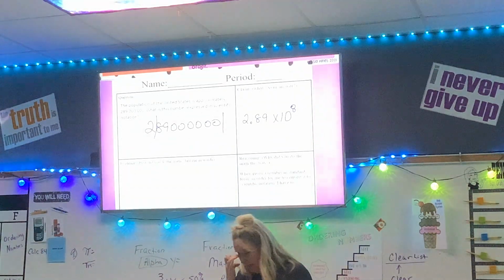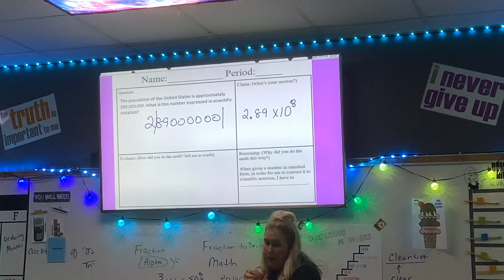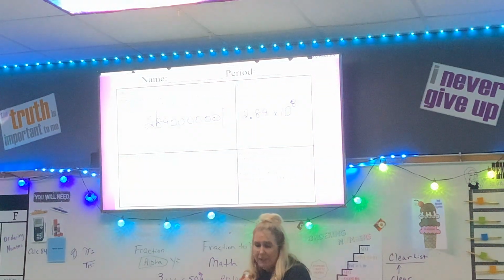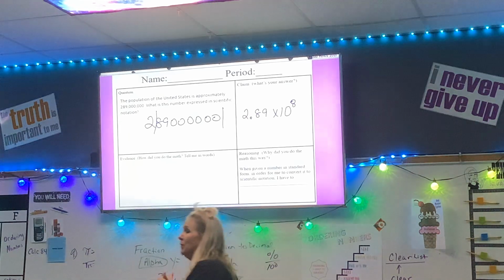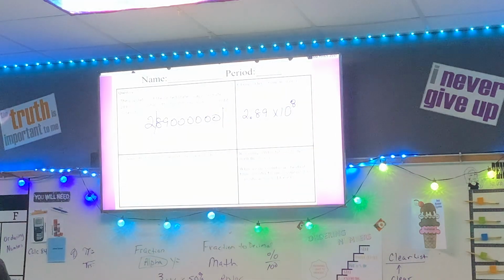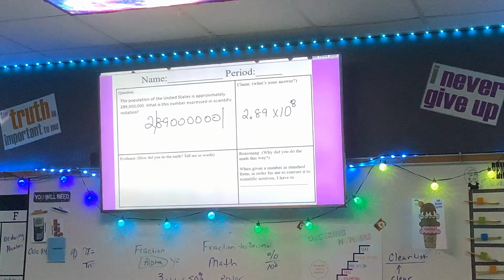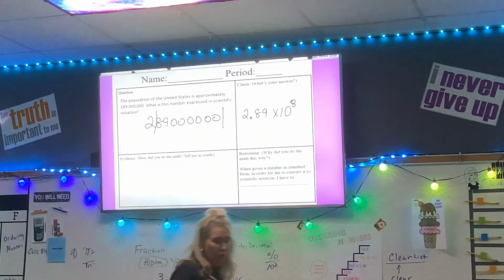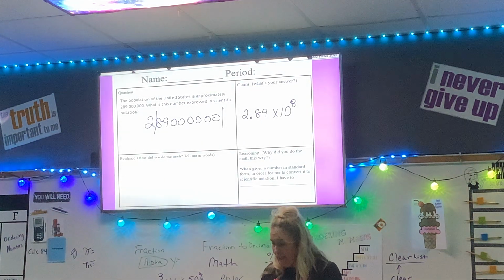And then on your reasoning, give a number in standard form. When given a number in standard form, in order for me to convert it to scientific notation, you could have put something like, I have to get a number between 1 and 10, or I have to make it times 10 to some power. Something short and simple. Okay? So that's how those are done. We will actually glue that in our spiral in a little bit, so you can set that to the side.